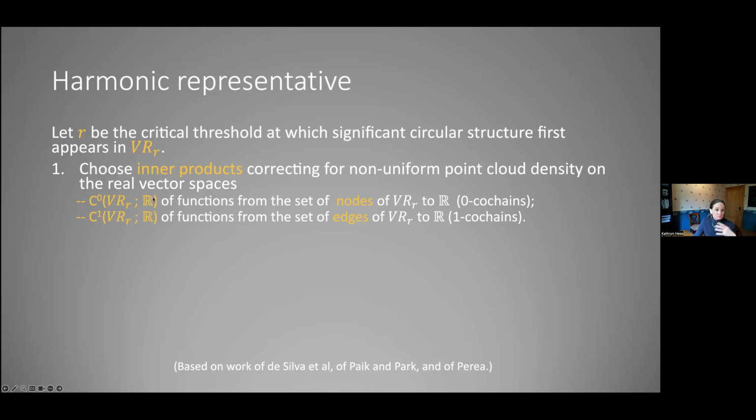They're real vector spaces, so we can define inner products on them, and we define inner products that are chosen to correct for the fact that the point clouds we have when we're looking at gene expression data are actually highly non-uniform in terms of their density. There are ways of fixing an inner product so that you can correct for that density, and you do so on these real vector spaces.